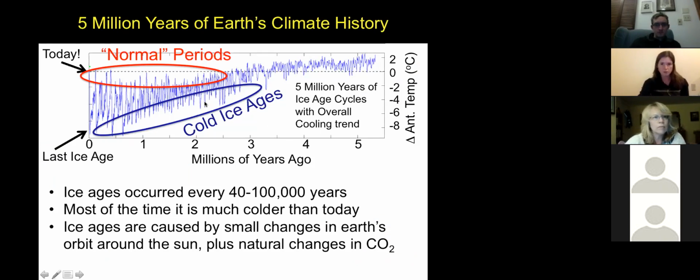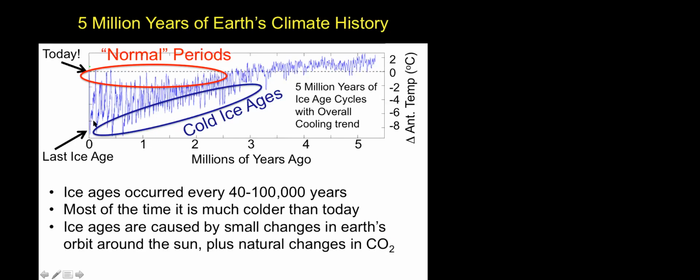And you can see that there are lots and lots of wiggles up and down, up and down, up and down. And each one of these down wiggles is an ice age. Our most recent ice age, you can just barely see as the last little down wiggle here. And every up wiggle here is what we would probably call a normal time period, a period that is relatively similar to our climate today.